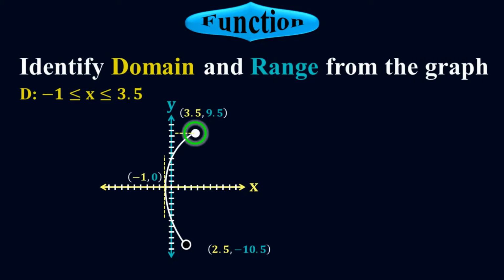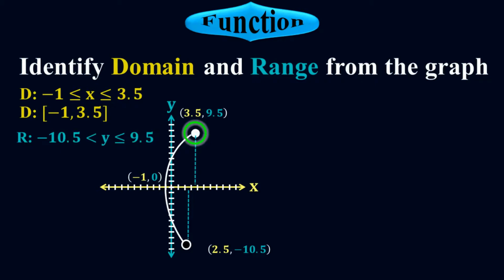I ignored the side which has an empty circle. To write the ordered pair, negative 1, 3.5: there is a close bracket with negative 1 because of the vertex, and a close bracket with 3.5 because of the filled-in circle. To find the range, I'm going to take the y values. This end is located on 9.5 along the y-axis. This one is on negative 10.5 along the y-axis, which is my range. My range is negative 10.5 and 9.5.